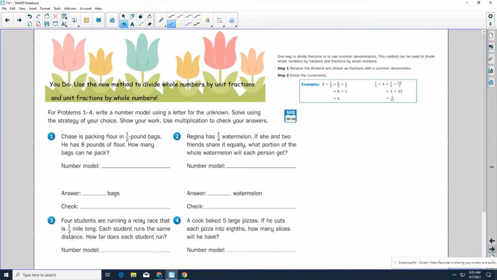Okay, hopefully you've had a chance to work on problems 1 through 4. Now we're going to look at these problems here, and there are some story problems. We want to write our number model, find our answer, and then do our check.